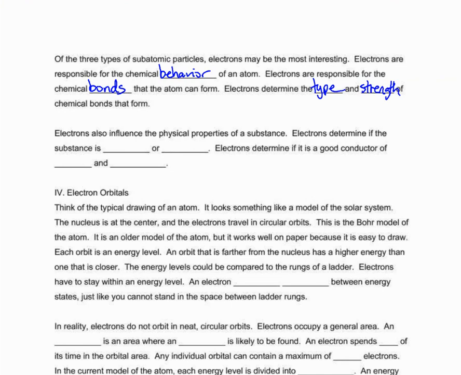The electrons will also influence the physical properties of a substance. So it will help determine if a substance is going to be flexible, flexible like metal, you can bend it. Or if it's going to be brittle, like glass or a coffee mug. Something brittle is more likely to just shatter when something happens to it. Electrons determine if it is a good conductor of heat and electricity.